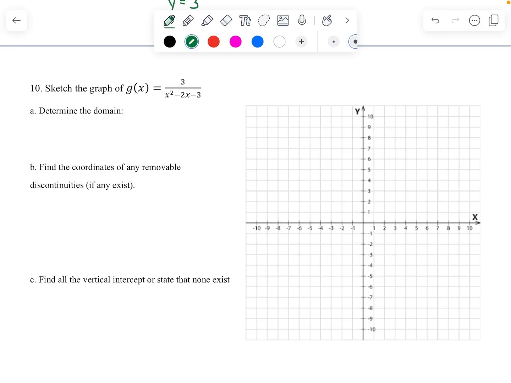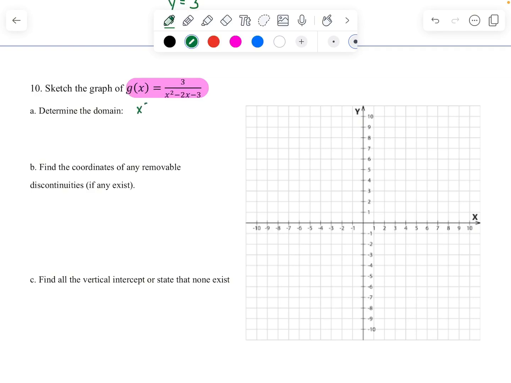Hello class, in this video I'll be showing you how to sketch the graph of a rational function. Let's begin. Sketch the graph of g of x is equal to 3 divided by x squared minus 2x minus 3. And I'm going to start by determining the domain of g of x.